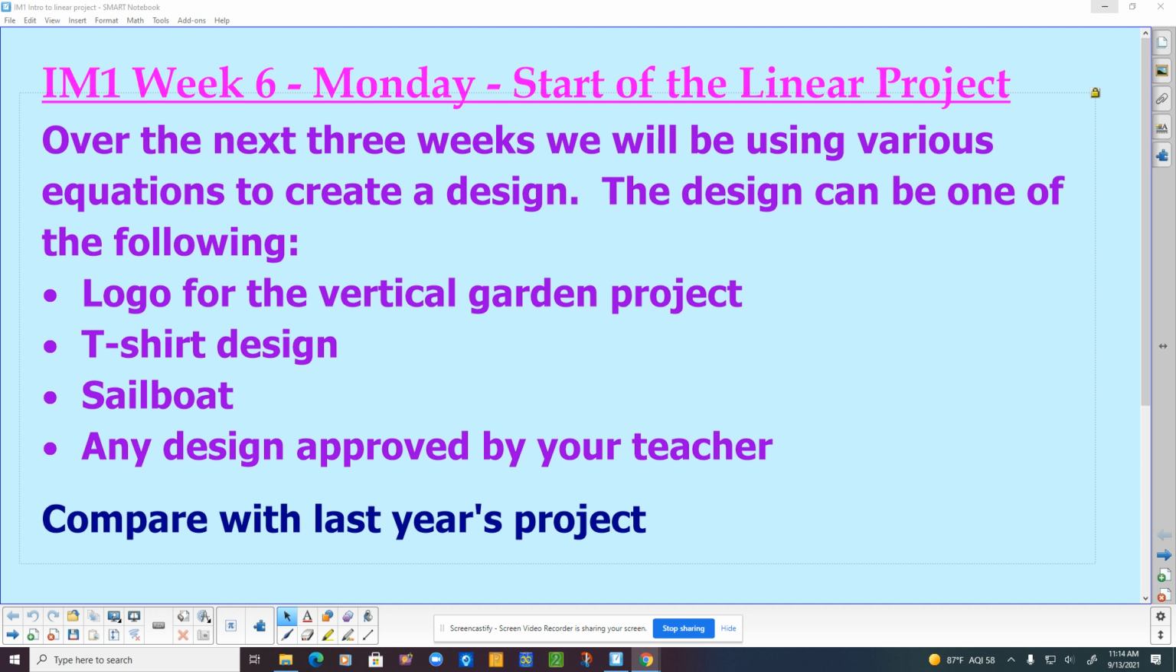T-shirt design, you wanna design a logo for a t-shirt or something interesting? A sailboat or a car or airplane, any design that is approved by the teachers. You gotta make sure that I look and go, yeah, that's a good idea. Last year we did the pet house. I don't know if you were here last year. You remember it? So we're not doing the pet house because we've already done that, and some students were here last year, and we don't want them to just do the same thing.